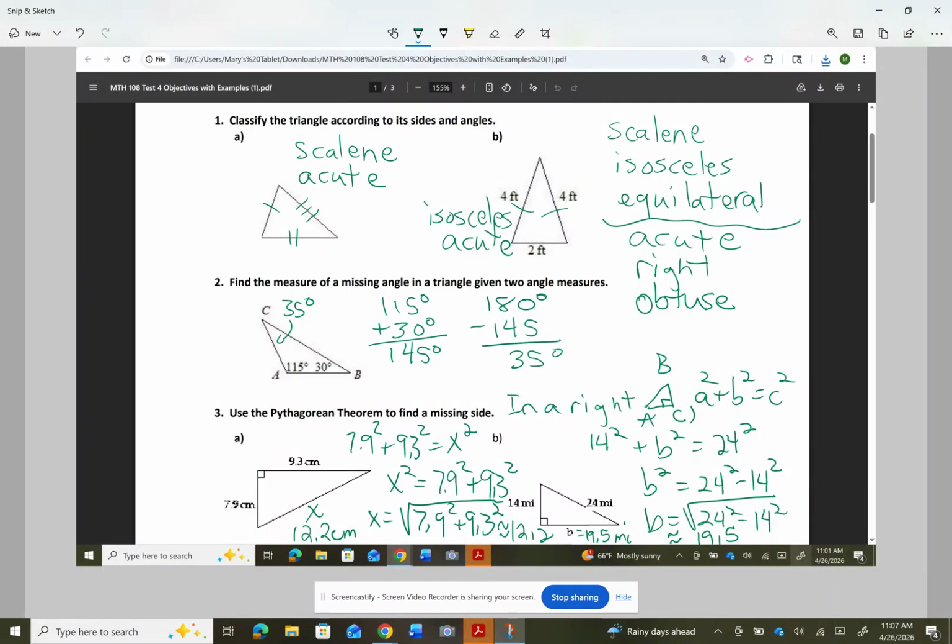So that's the Pythagorean theorem. Anytime you have two sides of a right triangle, you can get the third side using the Pythagorean theorem.